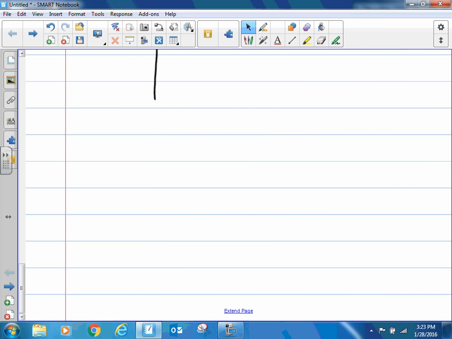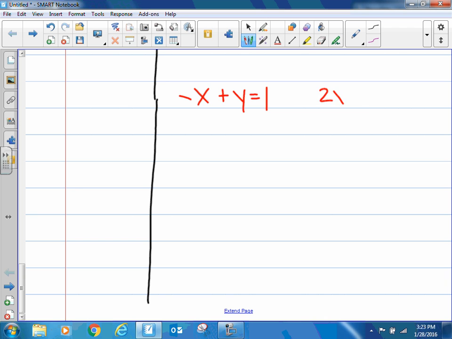And just like we did before, we could go back and check and see if that answer works. And remember, we have to check both equations. So we have negative x plus y equals 1, and we have 2x plus y equals negative 2. Just plug in our point real quick, right? Our point is negative 1, 0. I'm going to plug it in and see what happens. Negative 1 plus 0 equals 1.